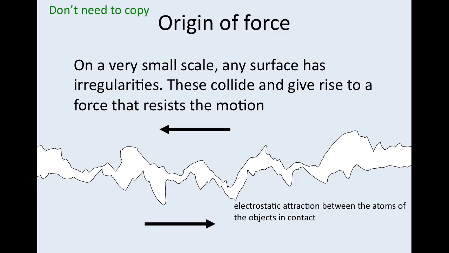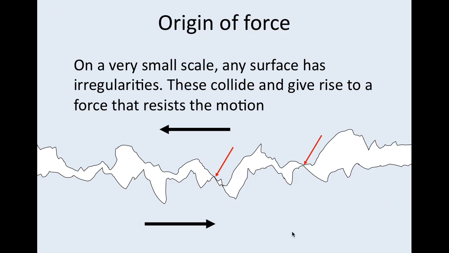Every surface has irregularities. They are jagged, with peaks and troughs and dips, and when two objects collide and scrape over each other, they give rise to a force that resists the motion. Depending on how many troughs and peaks there are will dictate whether or not they have a high level of friction. What causes this is electrostatic attraction between the atoms of the contact, which makes them cling to each other and not allow another object to slide over it.